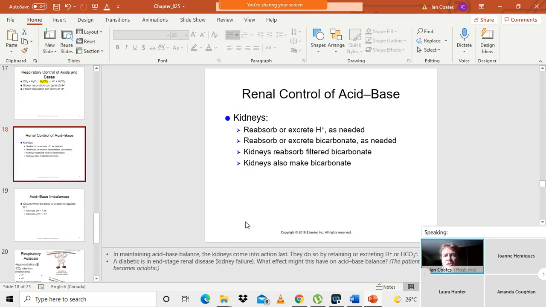Renal control of acid-base. As we just said, the kidneys can do anything. No, they can't. They can reabsorb the hydrogen as needed. They can reabsorb or secrete bicarbonate as needed. So the kidneys are hugely involved in the acid-pH regulation of the blood. Okay.